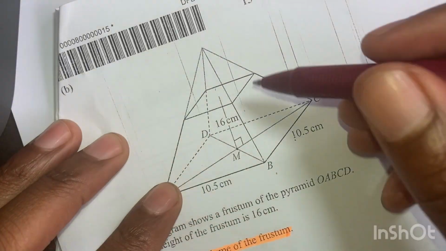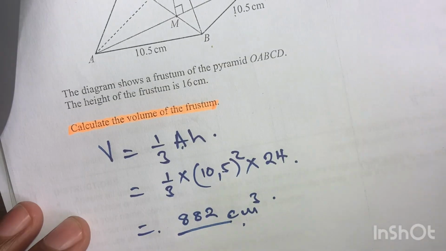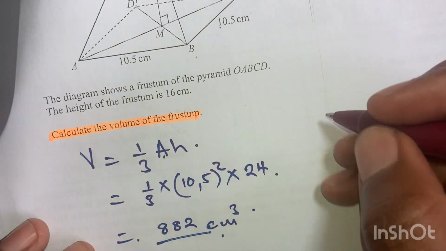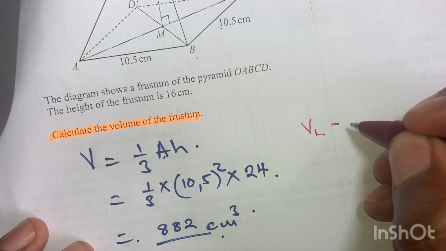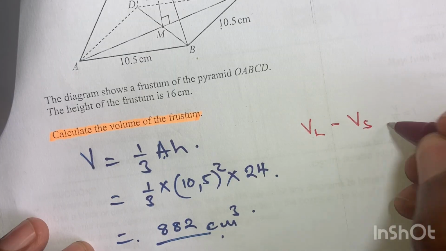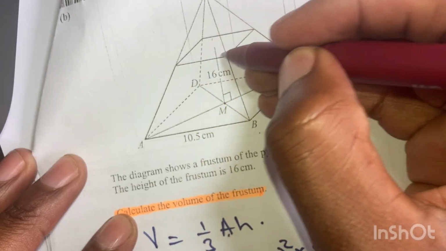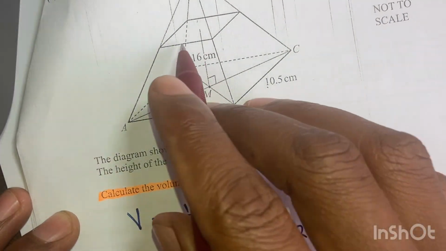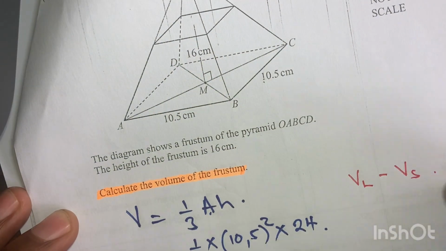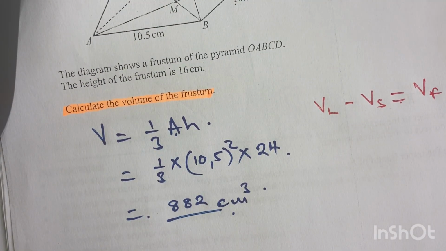If we want the volume of the frustum, we'll say the volume of the large pyramid minus the volume of the smaller pyramid. The large pyramid is the main pyramid, and the smaller pyramid is the one that has been removed for us to remain with the frustum. So we subtract the two volumes to get the volume of the frustum, F.